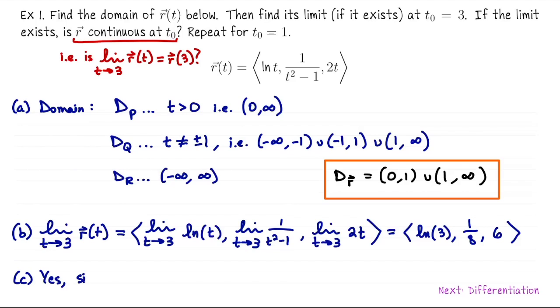So now I can conclude that since each component function is continuous at 3, so is the vector valued function r of t. The limit that we calculated, natural log of 3, 1/8, 6, this is exactly r of 3.